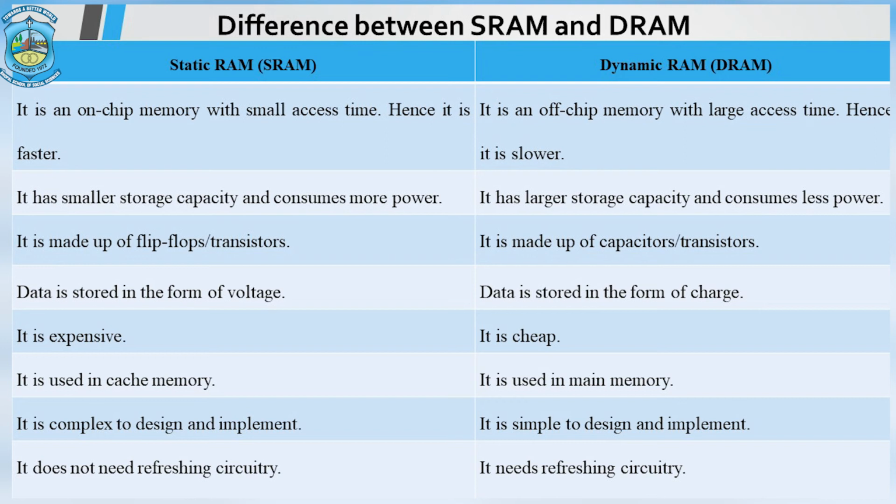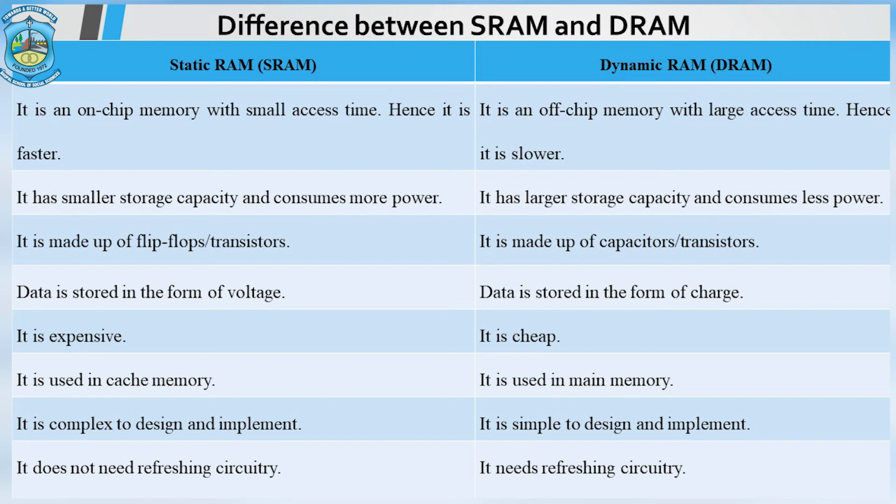The SRAM is an on-chip memory with small access time, hence SRAMs are faster, whereas DRAMs are off-chip memory chips with large access time, hence slower. SRAM has smaller storage capacity and consumes more power, whereas DRAM has larger storage capacity and consumes less power. SRAM is made up of flip-flops or transistors, whereas DRAMs are made up of capacitors and transistors.